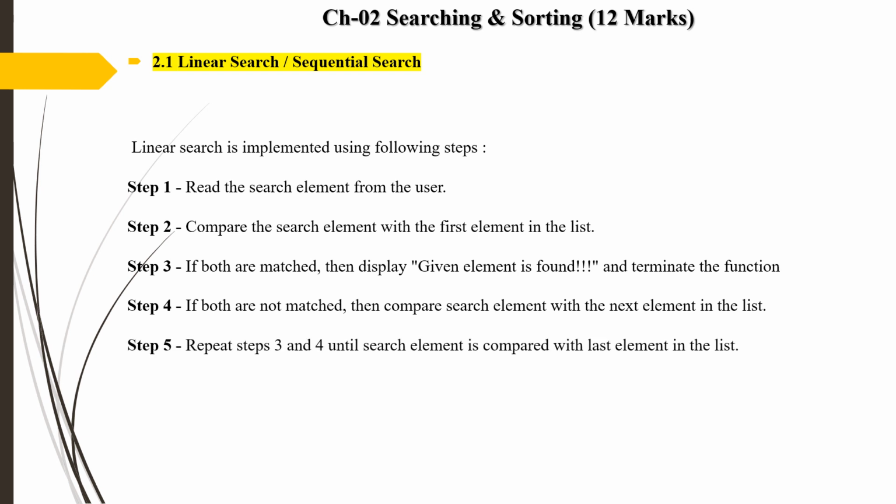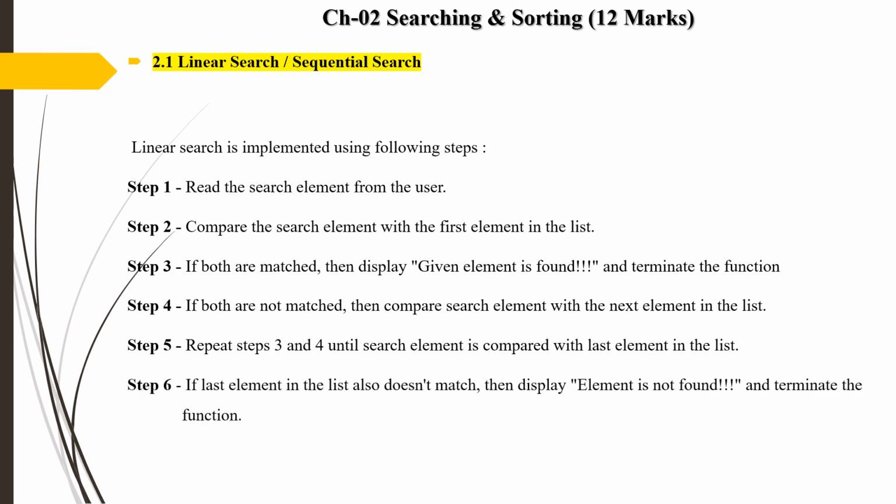Then next step, repeat steps three and four until the search element is compared with the last element in the list. So repeat steps three and four until the last element of the list. If the last element in the list also does not match, then display element is not found and terminate the function. So these are the steps of linear search.